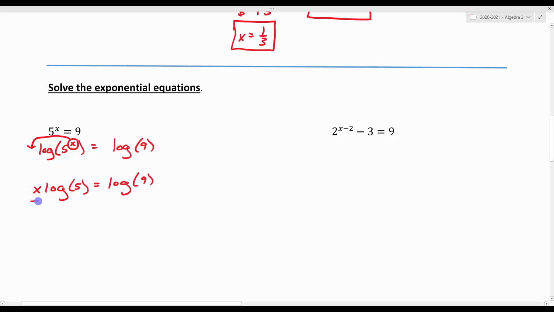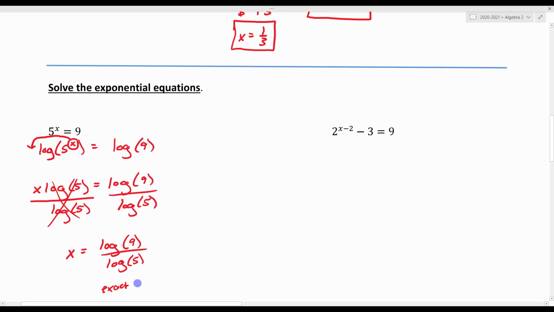Now to get x by itself, all I have to do is divide by the log of 5. All right, whatever I do on one side, I do on the other. The log of 5 cancels on the left, leaving me with just x, which is what we want when we solve for x, right? And we get the log of 9 over the log of 5. And this is what we would call the exact answer.